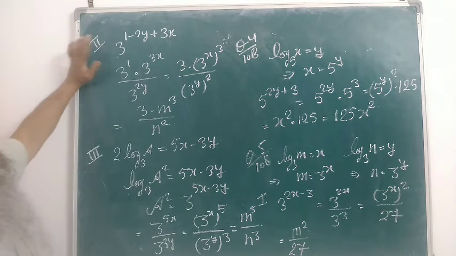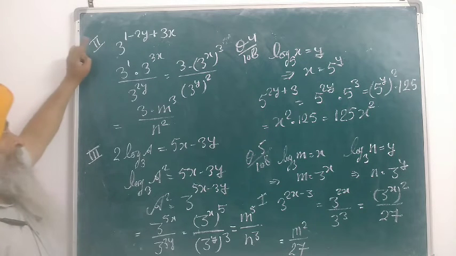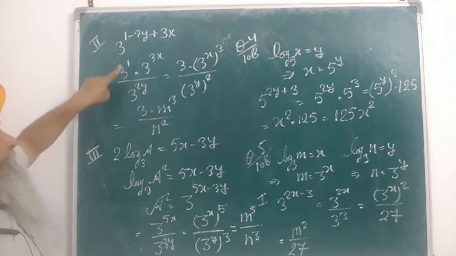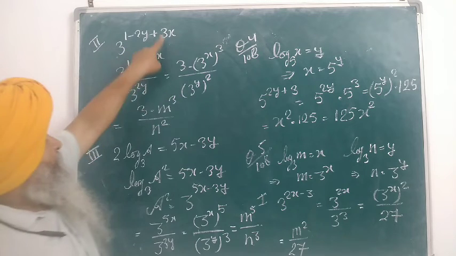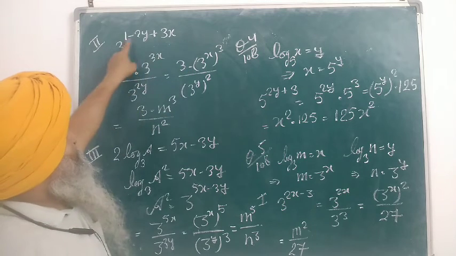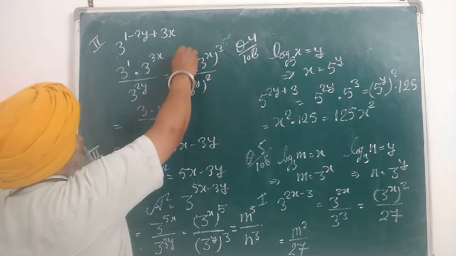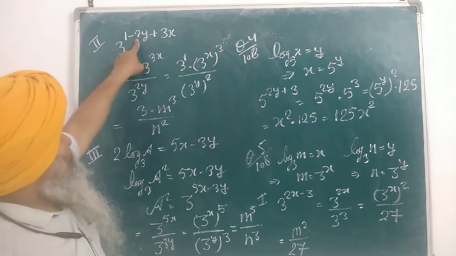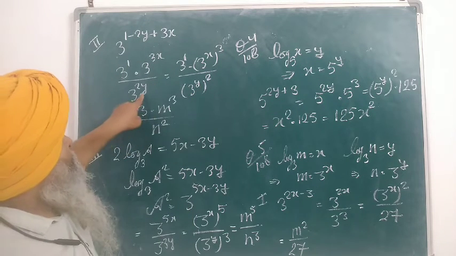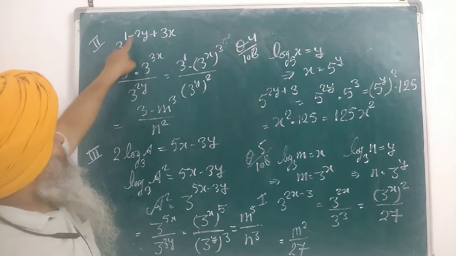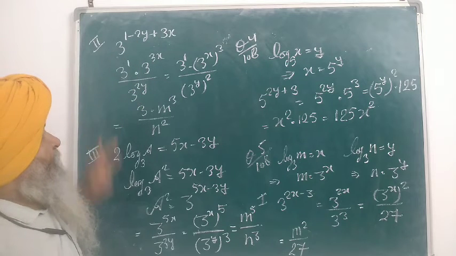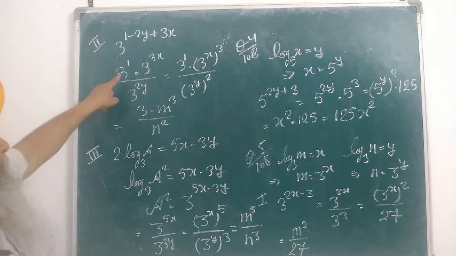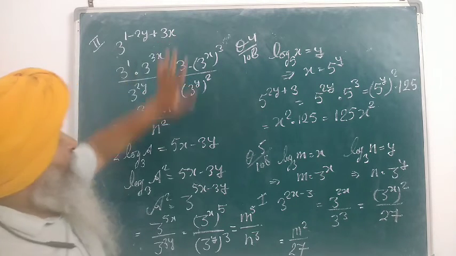3 raised power 1 minus 2. Again the same logic of indices. In indices, when does plus come? When multiplying. When does minus come? When dividing. So these positive terms come to the numerator and this negative term goes to the denominator. This positive term I have in the numerator, and this negative term I have in the denominator. You know that 3 raised power 1, no need to write 1.